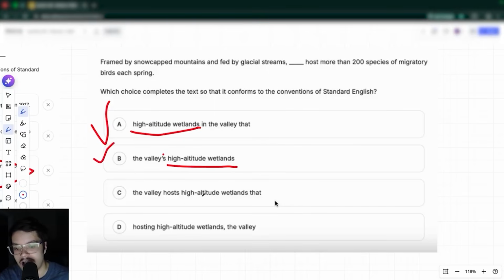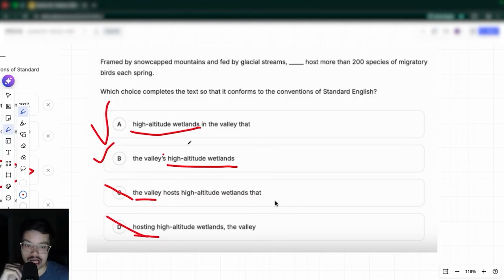The valley hosts high altitude wetlands. Okay, so I think based off of these two, we can probably guess that the valley is not the thing that's framed by snow-capped mountains. Yeah, I think we're probably talking about the wetlands specifically. So yeah, that's just kind of a guess on my part, but I think that probably would be correct. Hosting high altitude, okay, yeah, hosting, that would not be a good thing to be in.